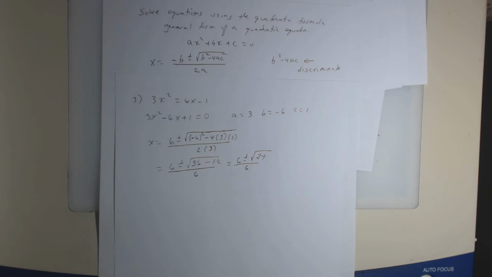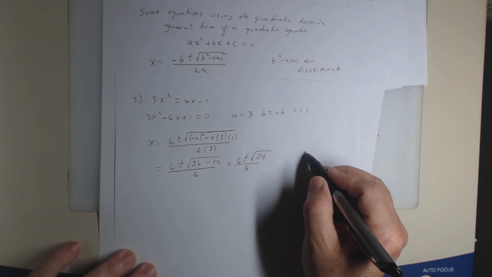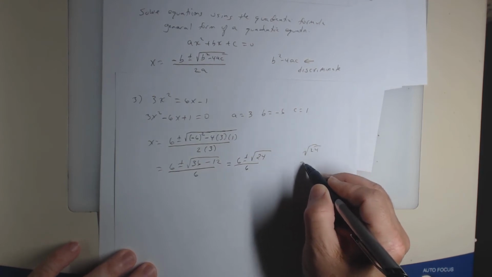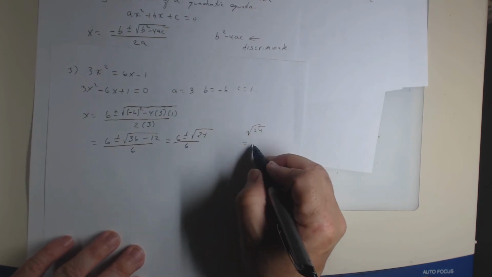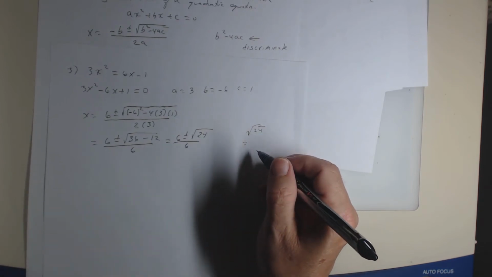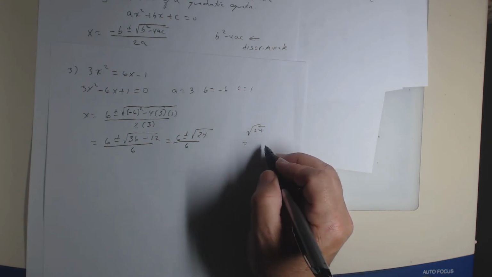Yes. 4. So I'm going to go off to the side and figure out what the square root of 24 is. So the square root of 24, no, don't use 8 and 3. You want to use a perfect square. So you want to use 4. 4 times 6.